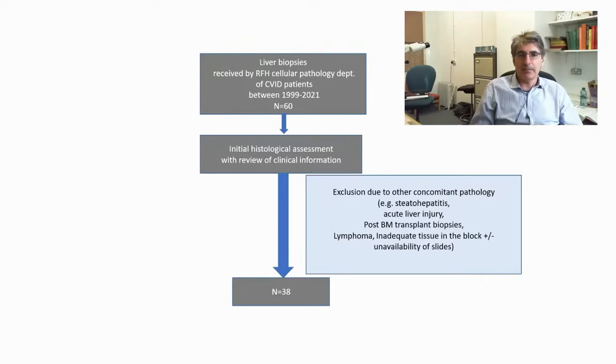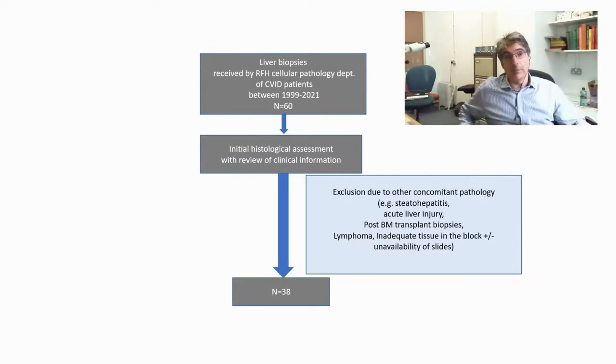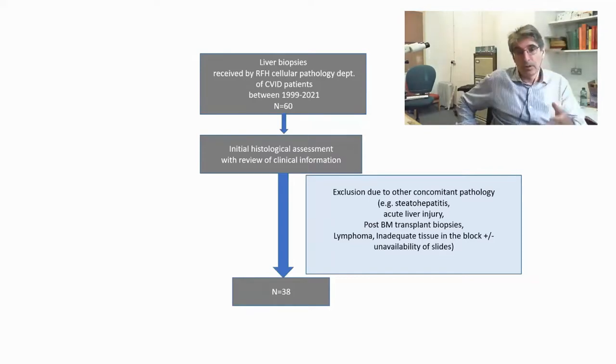The first slide I want to show is that out of 60 patients with liver biopsies that we had, we had to leave a few out. The idea was to concentrate in particular on the aspects of nodular regenerative hyperplasia and fibrosis in these patients. And so we decided to leave out those who had some comorbidities, for example steatohepatitis, acute liver injury in the context of an acute hepatitis type of presentation, those who had post-bone marrow transplant liver biopsies, or those who developed, for example, lymphoma, and some of them, of course, were not adequate. So just to say that, yes, these patients do not have just the basic changes related to CVID, but they may have other things as well, which may be something to bear in mind, for example, when interpreting FibroScan results. So next slide.